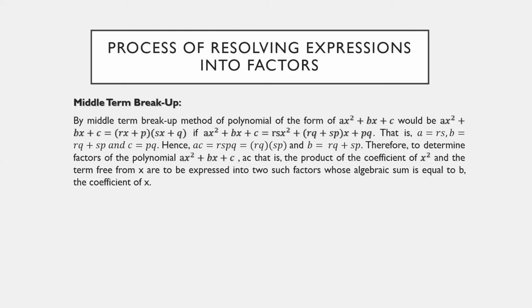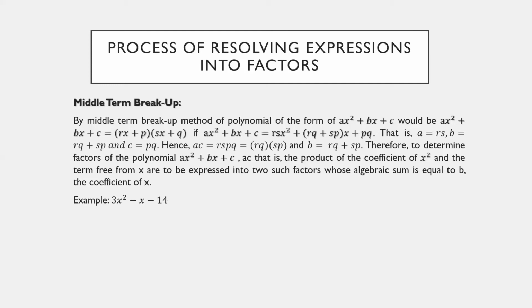We have shown that the product of the factors, their algebraic sum, will be equal to b. Similarly for middle term breakup, it is almost the same. The summation of the factors will be equal to b, and the signs are also the same. If the constant term is greater than 0, then the factors will be of the same sign, and if the constant term is less than 0, then the factors will be of different signs.